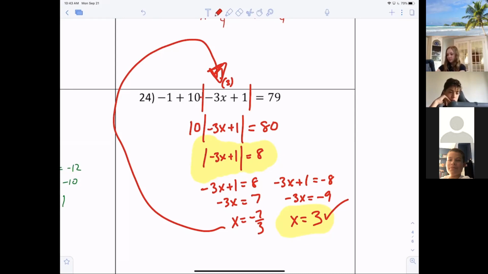All right? That's why it's good to do these. We're clearing up any problems you had with solving equations. All right? And again, hopefully that made some sense.